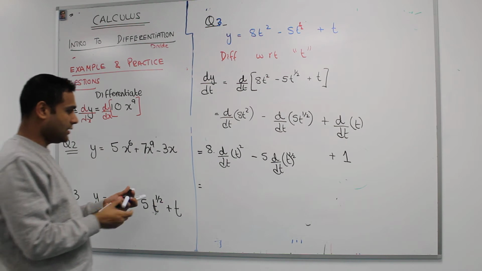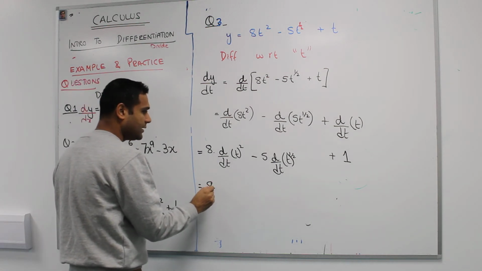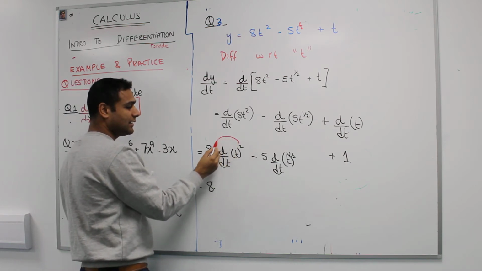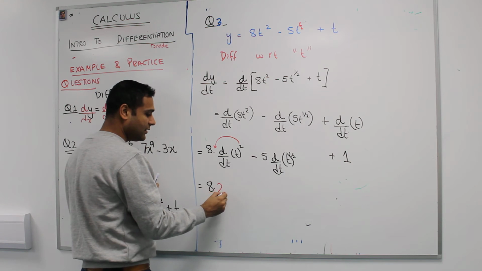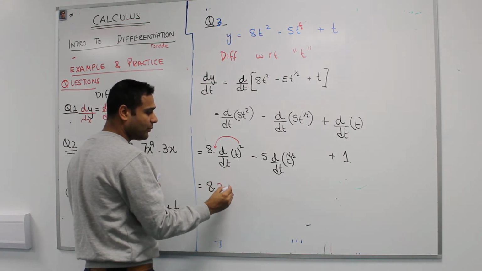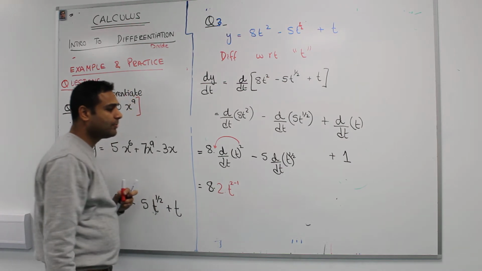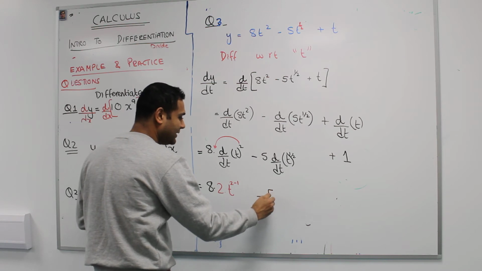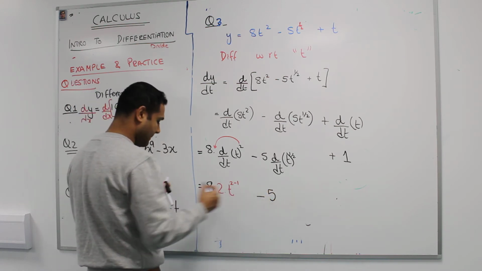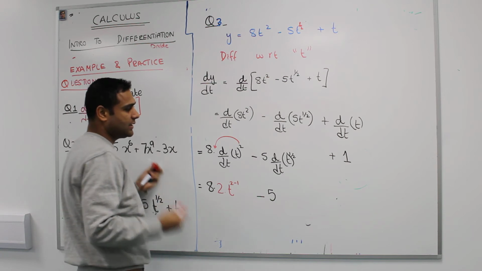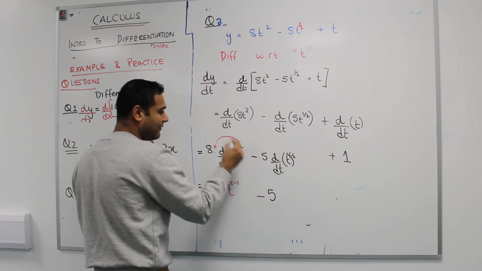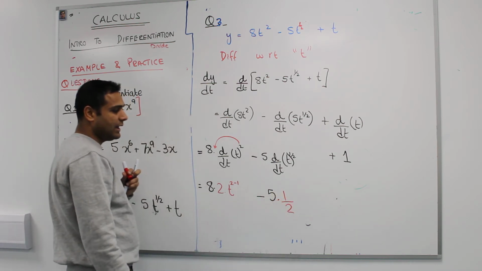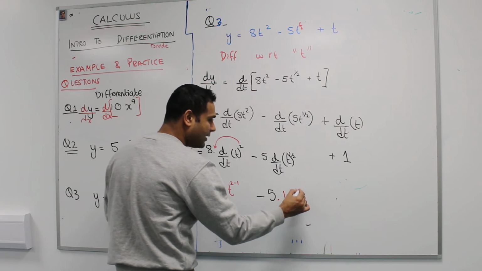Okay, now the 8 is already there. How do we do this one? 2 comes out, isn't it? The 2 comes out. Reduce the power of t by 1. Now the next bit. Minus 5 is already there. Half comes out. Which half? This half, this 1 over 2. The power comes out, whatever the power, it comes out. Dot. The half comes out, and reduce the power of t by 1.